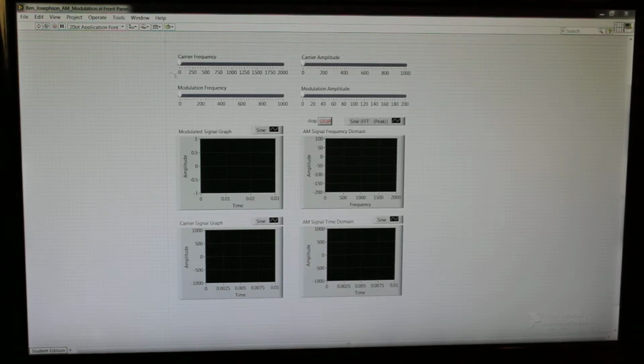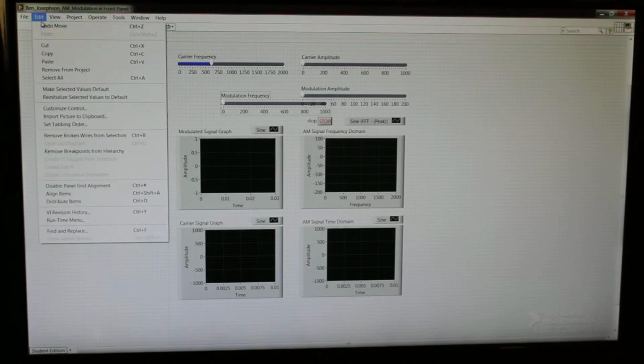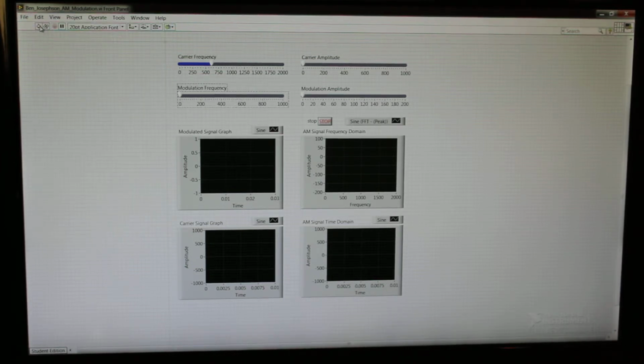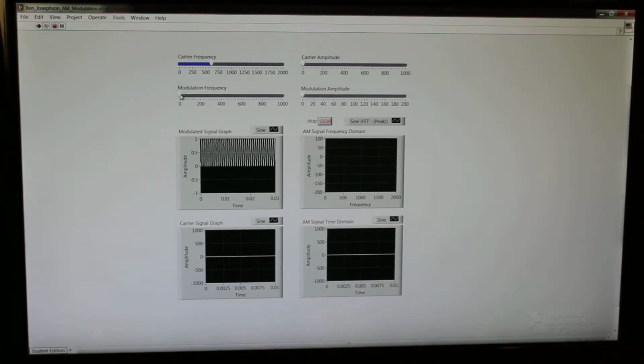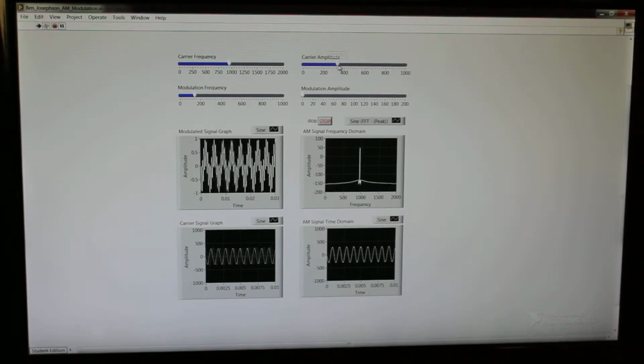So what we see here is we've got parameters that we can adjust for the carrier frequency, the modulation frequency, the carrier amplitude, and the modulation amplitude. If we run this VI, we set these to some given values. We'll go ahead and click run. We can create a signal that is modulated, and in this case it's just two sine waves that are modulated together, one carried on top of the other.